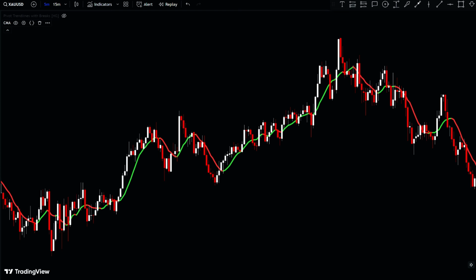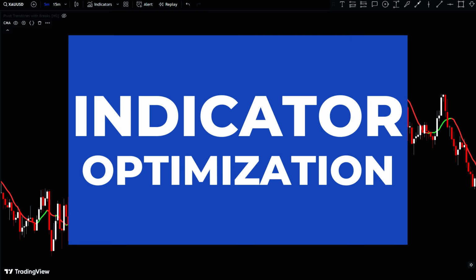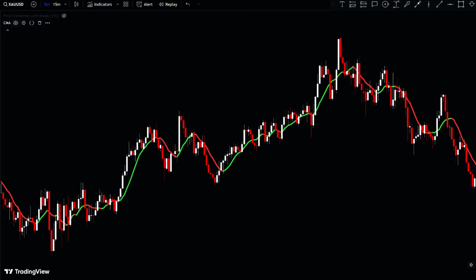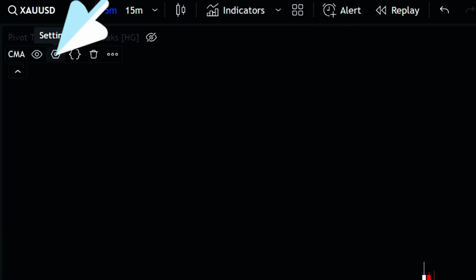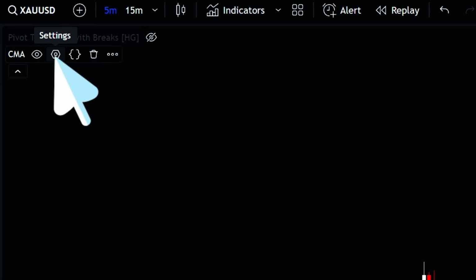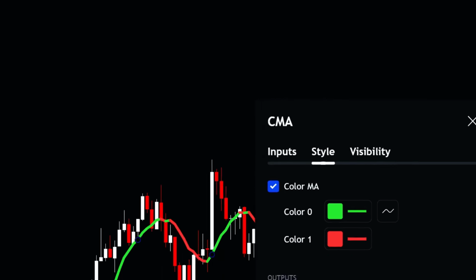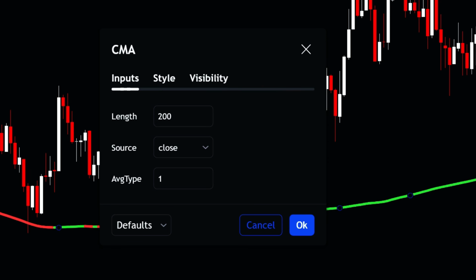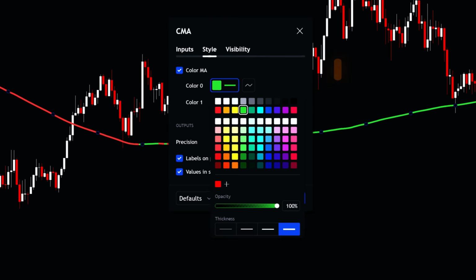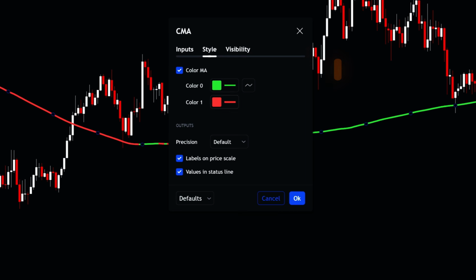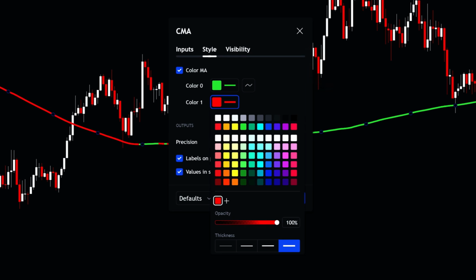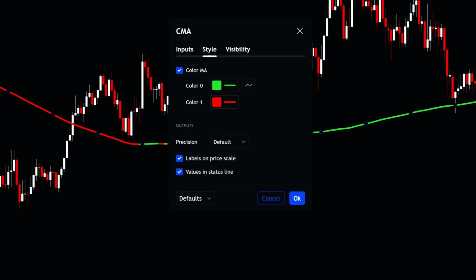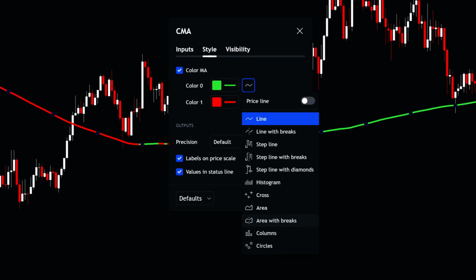But to better identify long-term trends, we need to modify the settings of the Color Moving Average or CMA indicator. So let's change the length option to a larger number, such as 200, which helps smooth out short-term fluctuations and highlights the overall trend. While we're at it, you can customize the appearance of the indicator in the Style tab. Personally, I like to use the circle style. It makes the indicator stand out and easier to read. With these adjustments, the CMA will give you a clearer picture of the market's long-term trend.